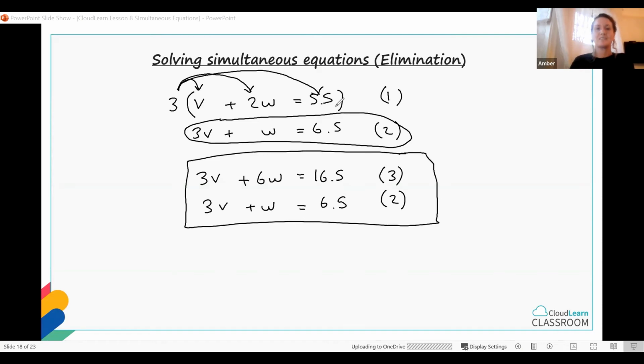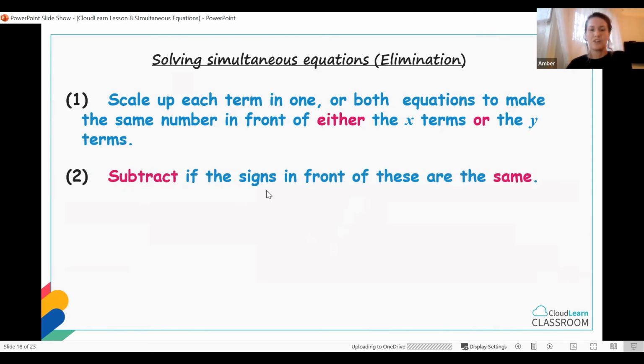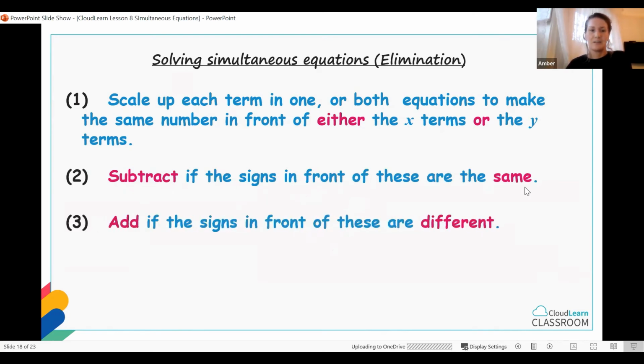Okay, so I will do another example. Here was just a quick summary of what we did. The first thing we do is scale up each term in one or both equations to make the number in front of either the x or the y terms the same. That's the step we just learnt. Then the next steps are simply to subtract if the signs are the same, or add if the signs are different. Those are the first steps we needed to remember.